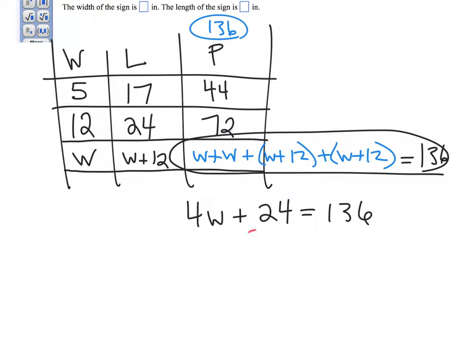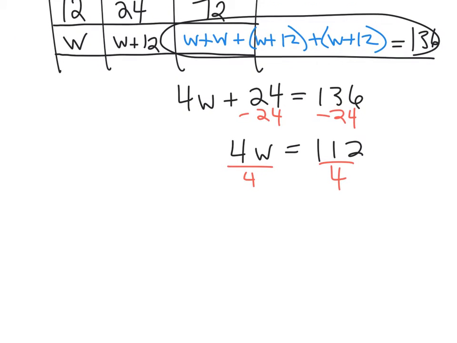So what are we going to do? Well, now we're going to subtract 24 from both sides. So you get 4W is equal to 112. Now we're going to divide both sides by 4, and you get W is equal to 28. So the width is 28.